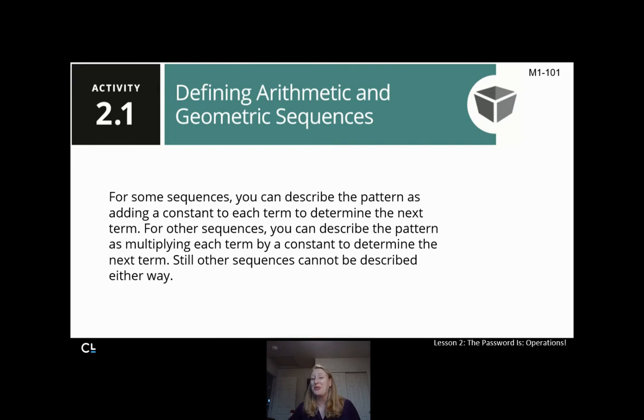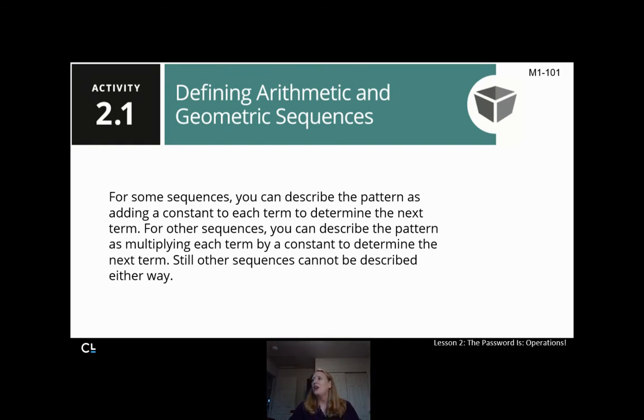I'm trying to end module one, topic one, lesson two. We're doing the first half of it today. We'll save the other half of it for next time. So we're going to start going through activity 2.1 today. We are on page M1-101, so page 101. If you're curious as to where we went, that's where we are.